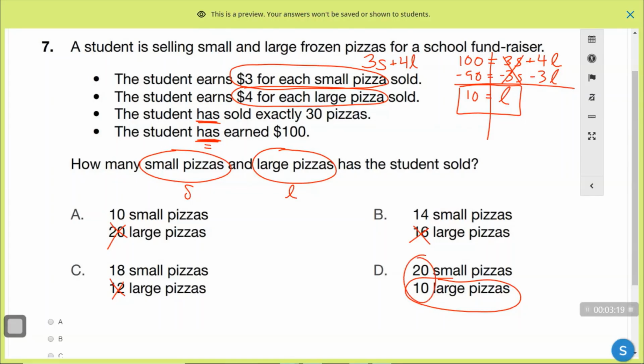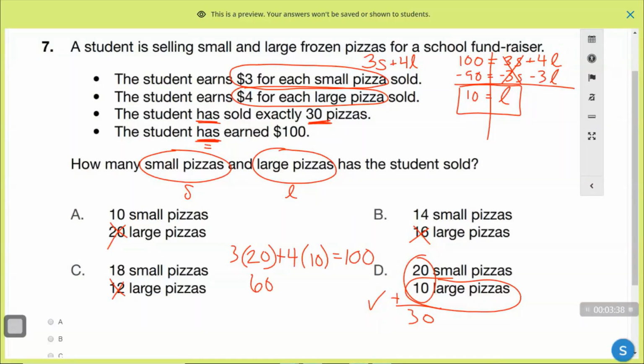Knowing that these two add up to 30 gives me that it was 30 total pizzas, so that works. But let's test, will it actually give me the money that I'm looking for? I'm going to check that here. 20 times 3 plus 4 times 10. Does it give me 100?